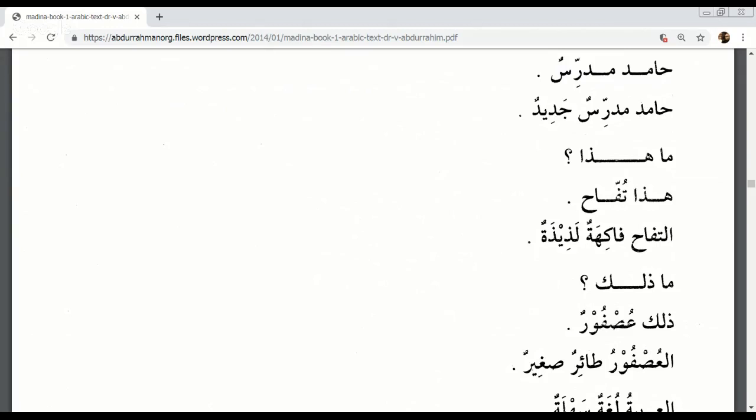ما هذا. Meaning? What is this? Yep. What is this? Good. Go ahead, Zara. هذا تفاح. Yeah. What is this? This is an apple. Yep. هذا تفاح. Good. This is an apple. Excellent. Go ahead, Aisha.